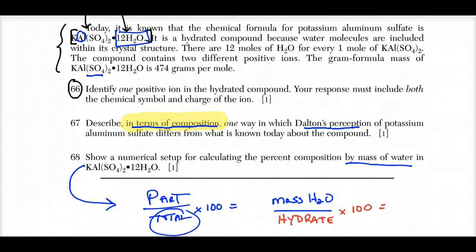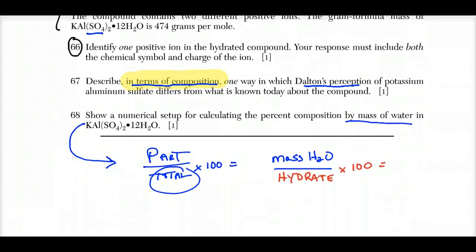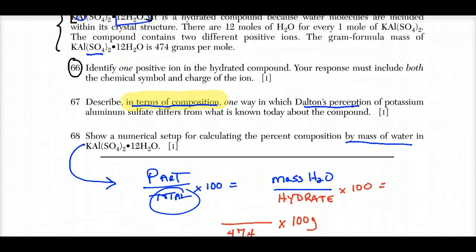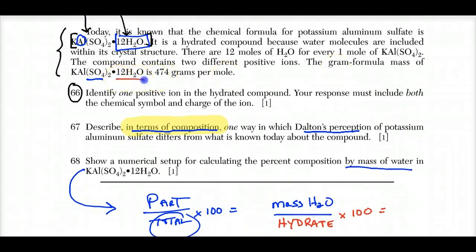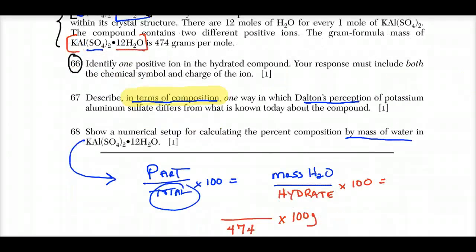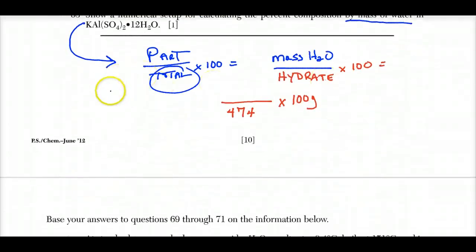Well, let's pick 1 mole, right? So if we just assume 1 mole, why not? We know the formula mass is 474, and all we need is the mass of the water. Well, we have 12 waters per every 1. So if we have 1 mole of this compound, we have 12 moles of water. And we should know that water is 18 grams per mole.